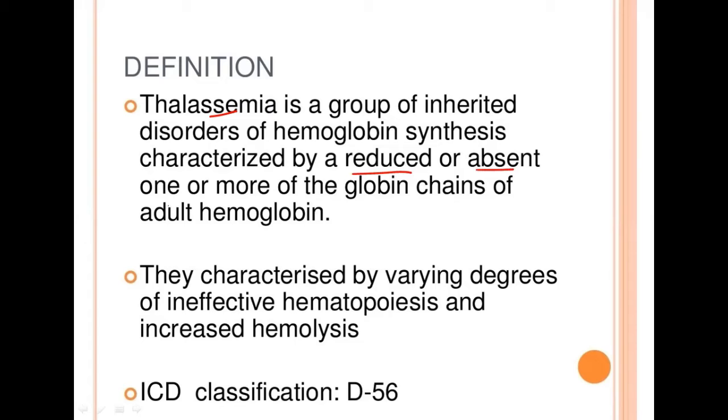or absent one or more of the globin chains of the adult hemoglobin. As we all know, we have alpha chain, we have beta chain. So out of these two chains, one of the chains is absent or reduced. It is an autosomal recessive disorder, right? It is the most common hemoglobinopathy in the world. Just remember this.